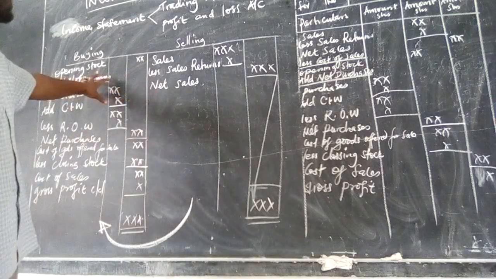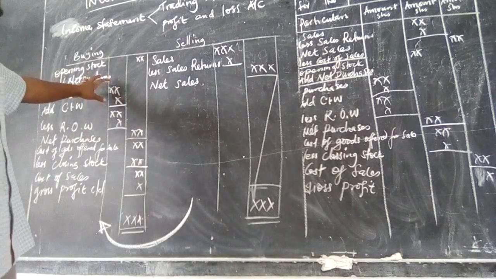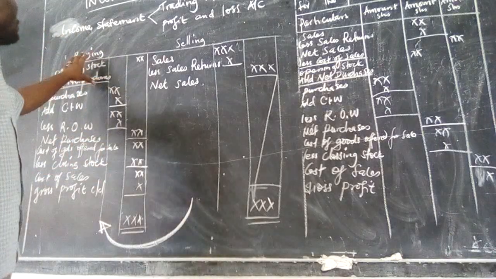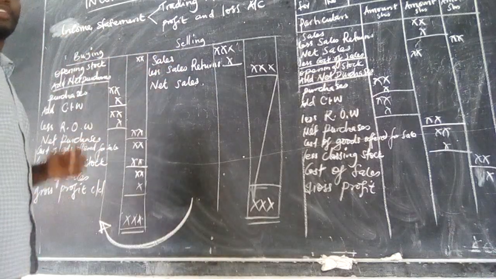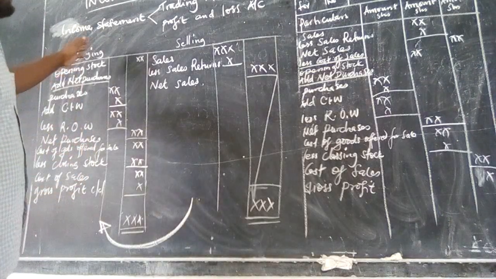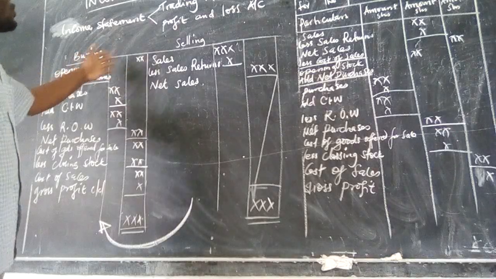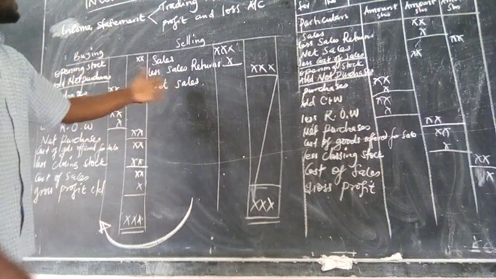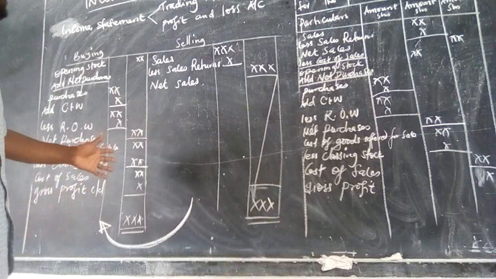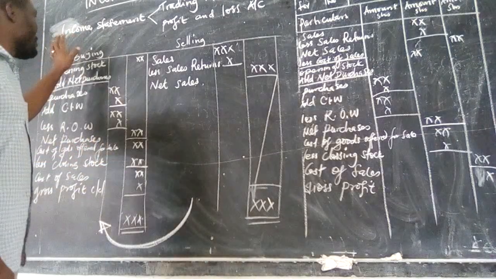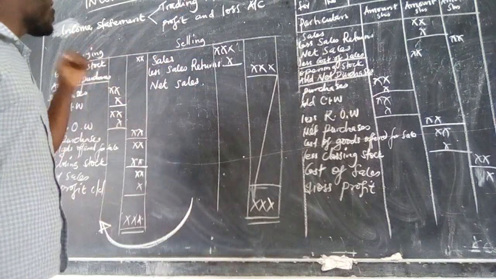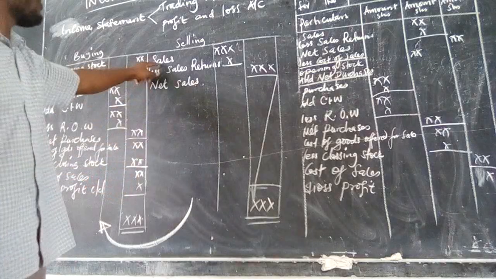Now, I've just tried to illustrate something on the board here: the process of trading involves buying and selling of either a good or a service. Because it is a process, here we are using a two-sided format. On one side it is buying, on the other side it is selling. The goods sold are called sales.